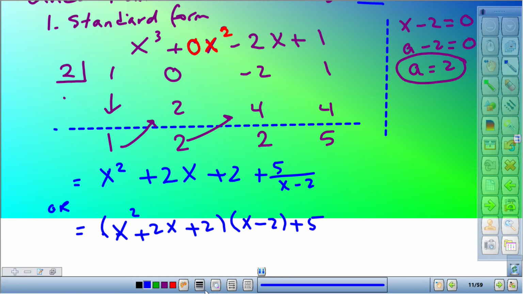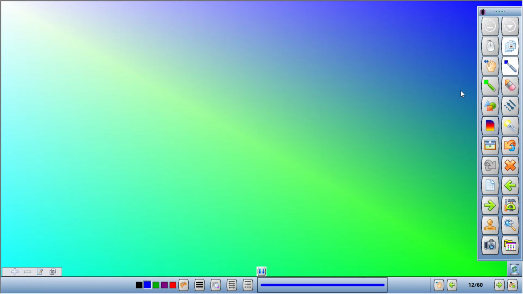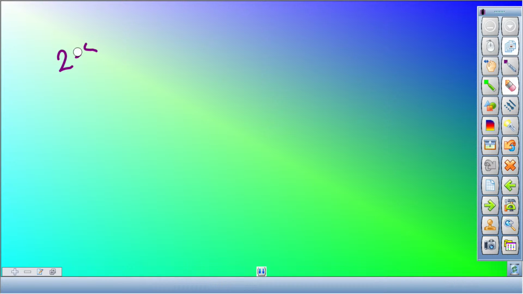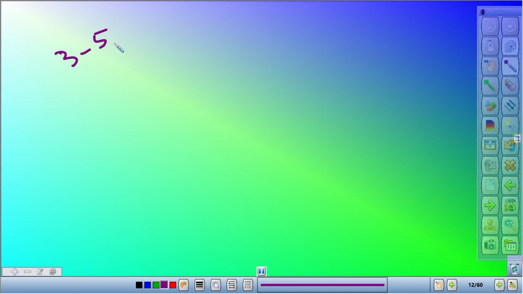Good. All right. Move on to the last item, which is 3.5. I'm sorry, 3.5 is what I meant. 3.5 is summed up in one simple concept, and we're going to take a look at that right now.